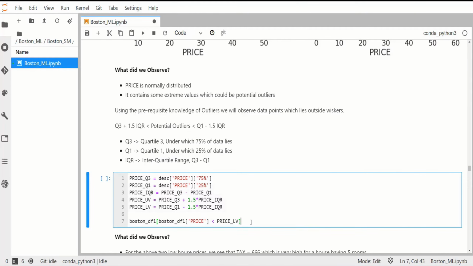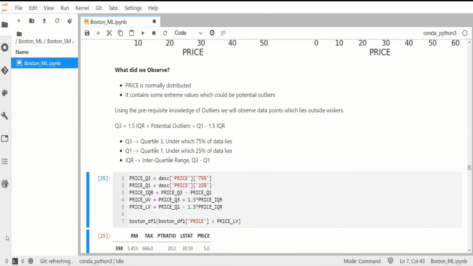Here in this cell, we have the code for applying the IQR method. This will give us the outliers. Also, if you notice, we have two variables here: price UV, which is the upper value of the price, and we have the lower value of the price as well. First, we look at the outliers that are below the lower value. So let me run this cell.